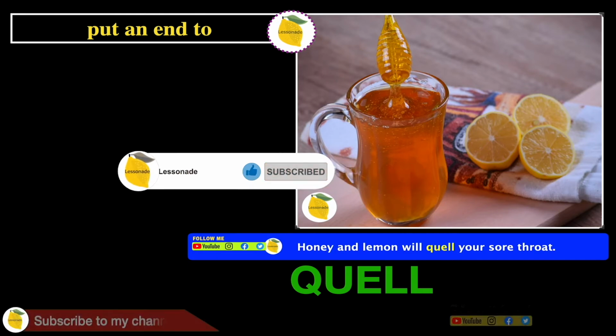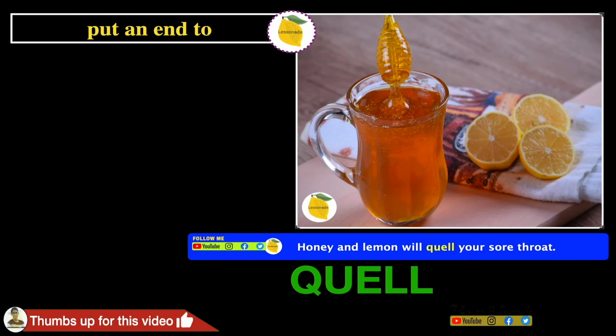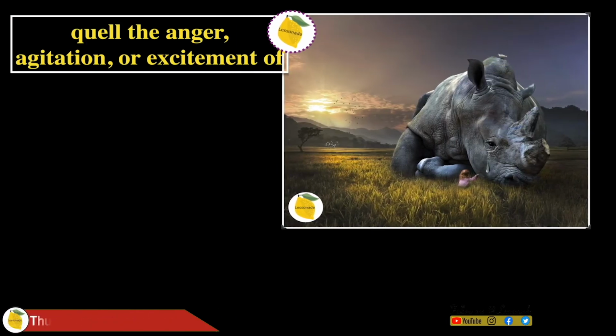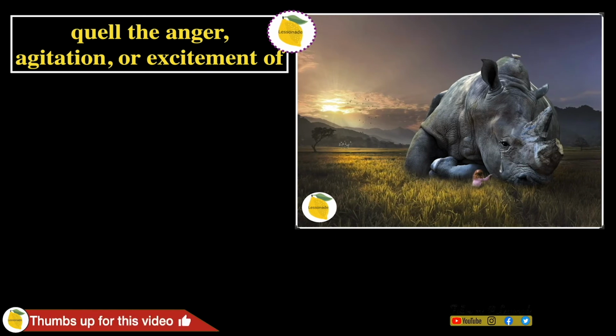So once again, before we go into the next one, let's try to recall the previous slide. And the word we learned in the previous slide is neglect. Let's go on to the next one. The next one is quell the anger, agitation, or excitement of. If you remember, in the previous slide, we learned that quell means put an end to. In other words, the definition is put an end to the anger, agitation, or excitement of.